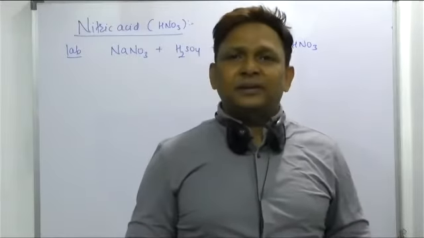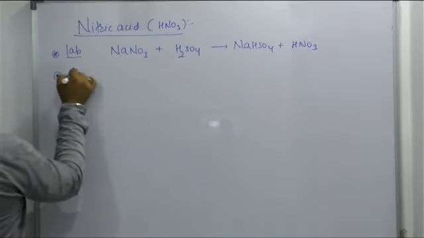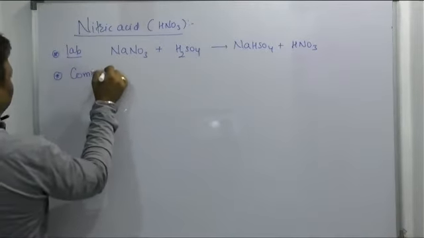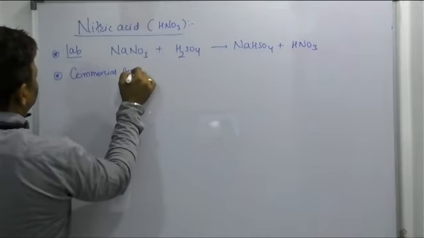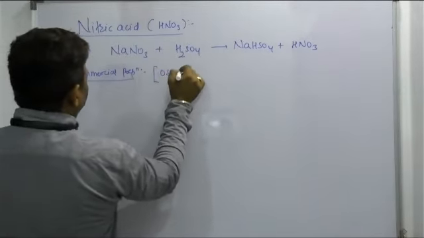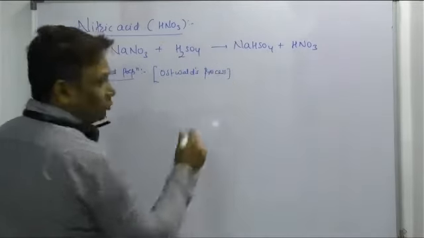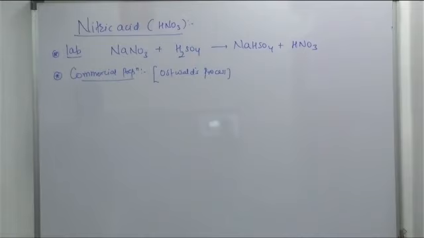But if you want to prepare this HNO3 on a large scale, called as what? Commercial method of preparation of nitric acid. It can be done by the method called the Ostwald process. With the help of the Ostwald process, we are able to prepare HNO3. So we should know what the reagents are and how the stepwise reactions are performed for the preparation of nitric acid.